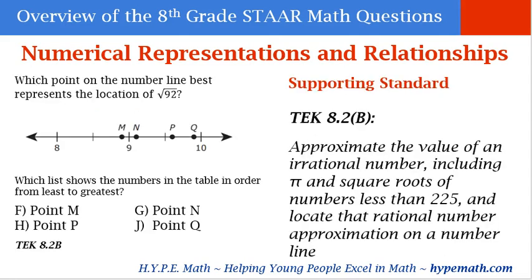Let's look at another sample problem. This is TEK 8.2B: Approximate the value of an irrational number, including pi and square roots of numbers less than 225, and locate the rational number approximation on a number line.